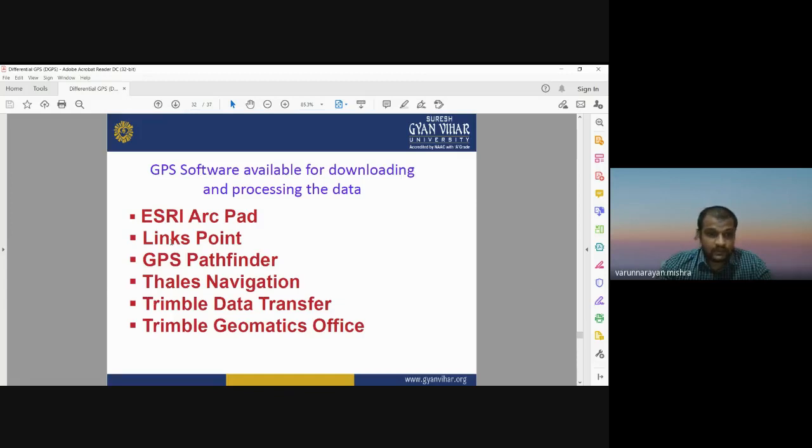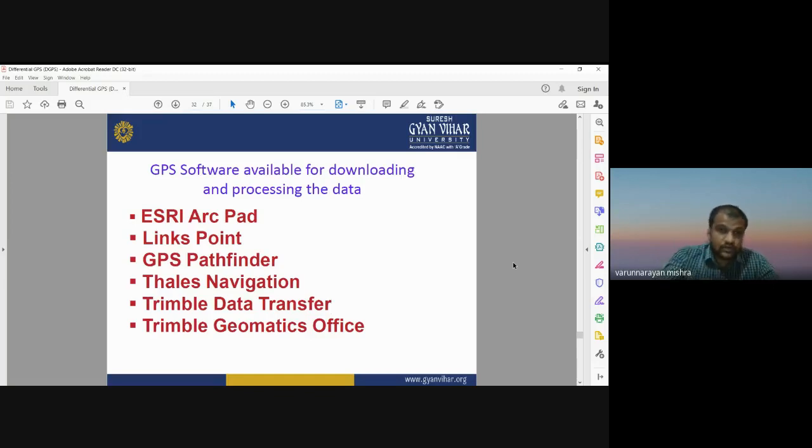Like when we are using a Garmin GPS, Garmin GPS will be supported by the ESRI ArcPad software. When we are using Trimble GPS, it will be supported by Trimble data software. So whatever the data sets, whatever the signals, or whatever the coordinates received by the Trimble GPS, will be processed by the Trimble software only.